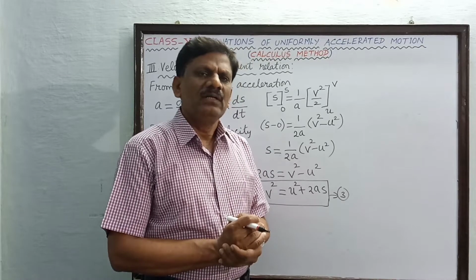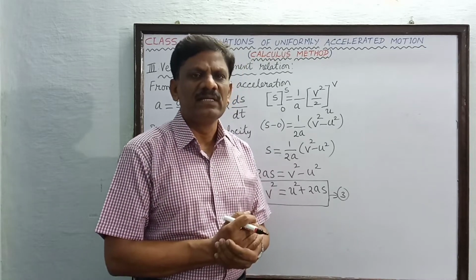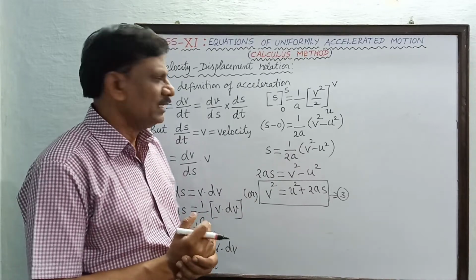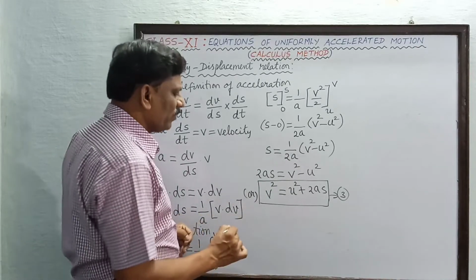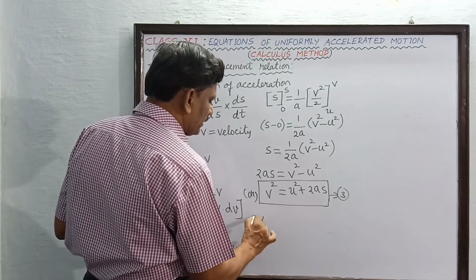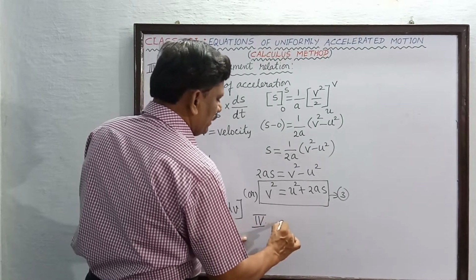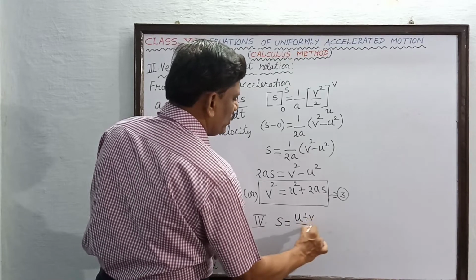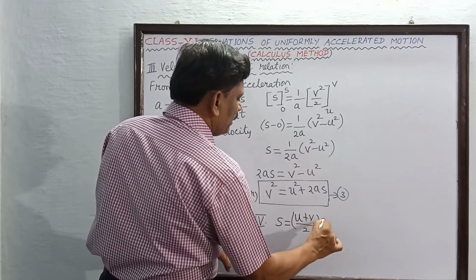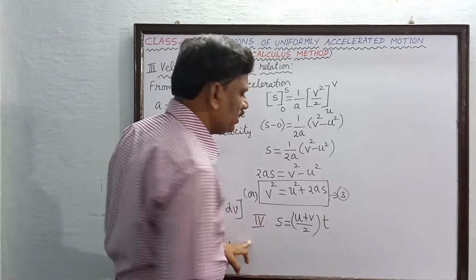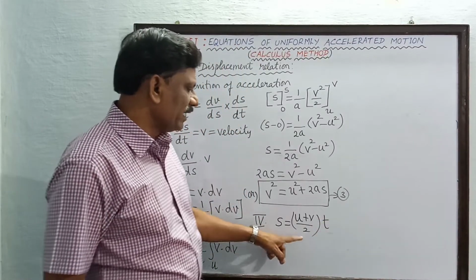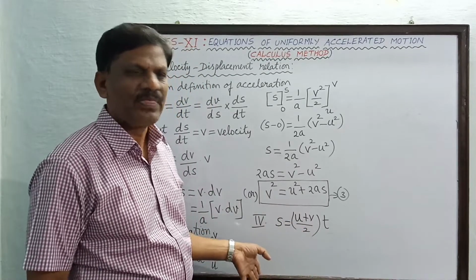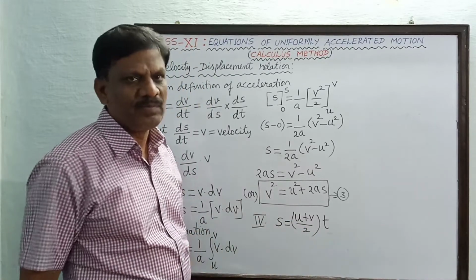Now one more equation, that is also called the fourth equation, we can state. So for that I am going to derive the fourth equation also. That is displacement s is equal to u plus v by 2, the average velocity, into time. This equation can be considered as the fourth equation of kinematics. I am going to derive this also for solving the numerical problems.